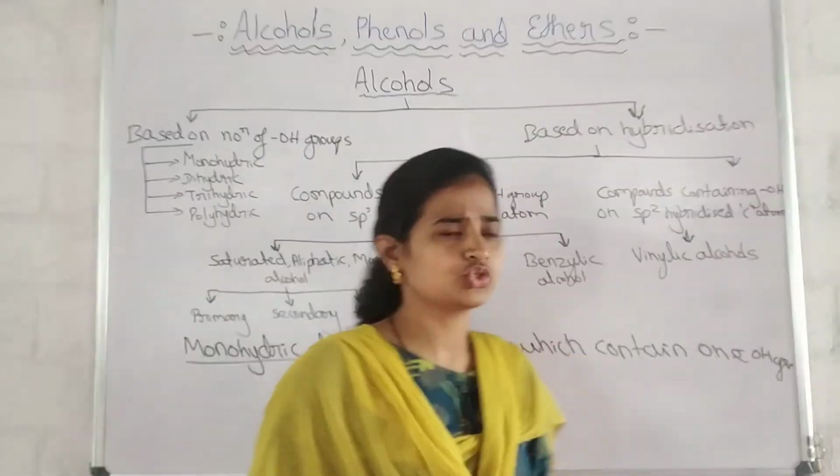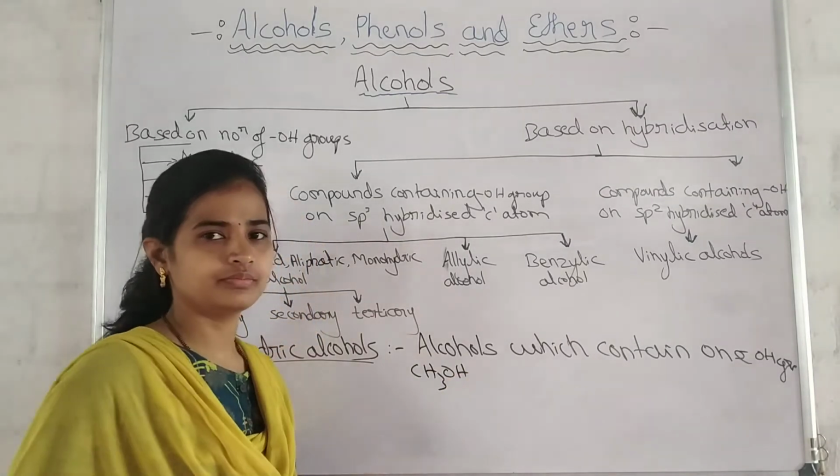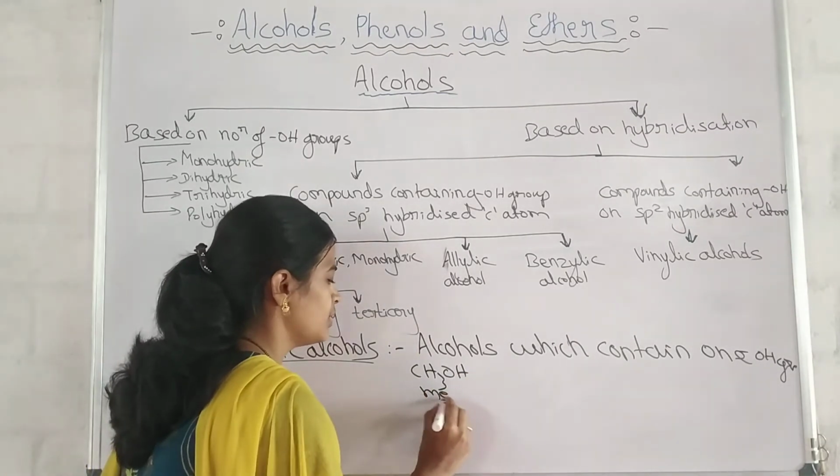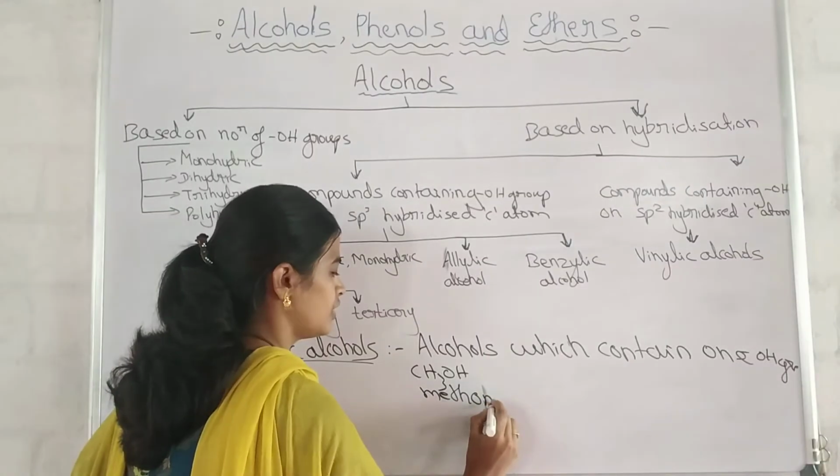See here, what are monohydric alcohols? Alcohols containing one OH group. Example: CH3OH, methanol. Example is methanol, ethanol.